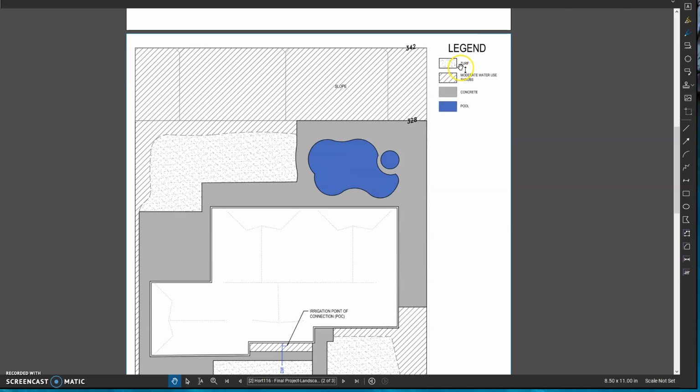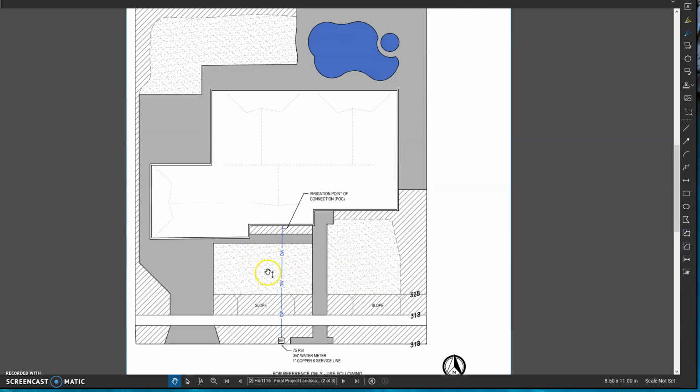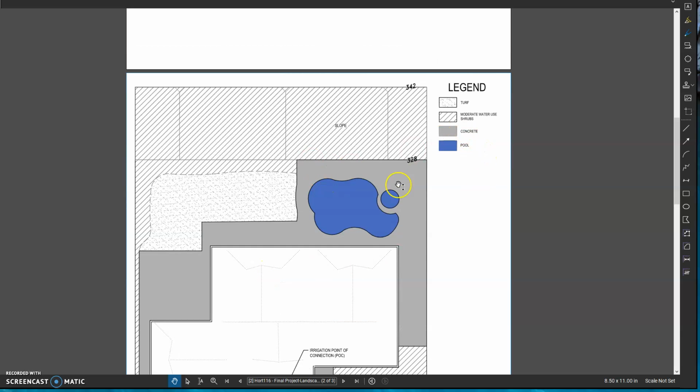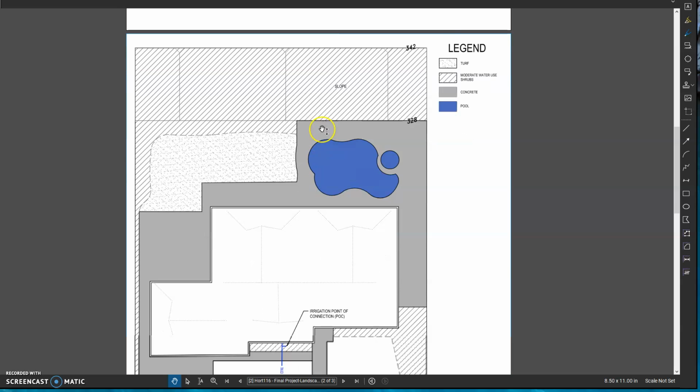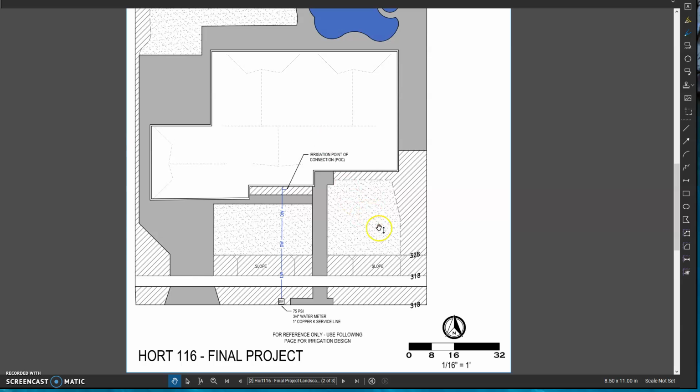And then for the legend, here is your turf, and turf. Concrete is the shaded, pool is the blue. And then moderate water use shrubs are everything in this diagonal hatch. The importance of me telling you that this is moderate water use is so that you are aware of hydrozoning. Again, when you are doing your irrigation design, you want to be super careful of hydrozoning.